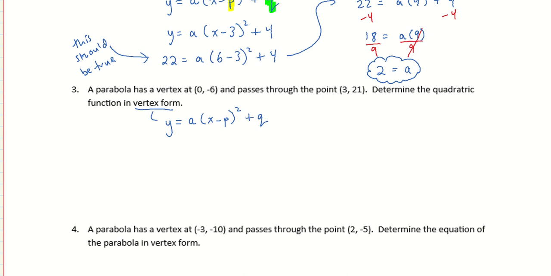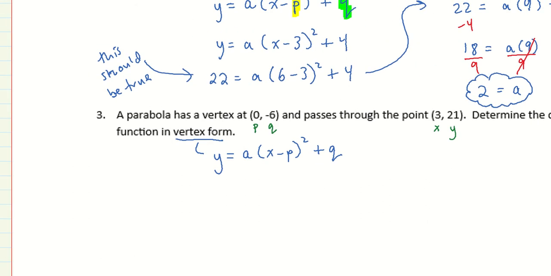Okay, so let's take a look at what we know about this parabola. We have the vertex, so the vertex gives us our p and our q. So 0 is p, negative 6 is q. And we also have a point, the x and y coordinates of a point that happens to be on this parabola. Well, so let's recenter here for a moment.